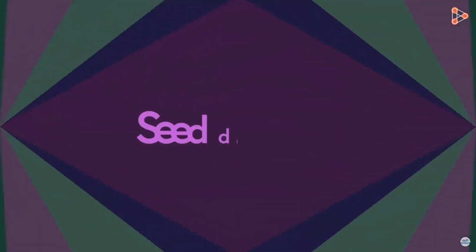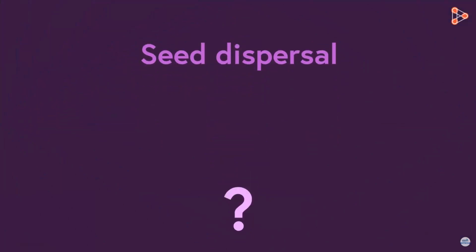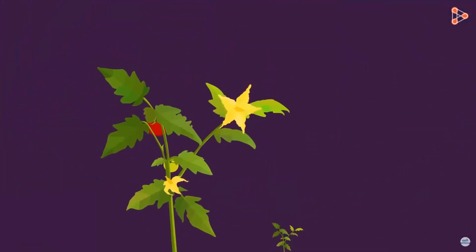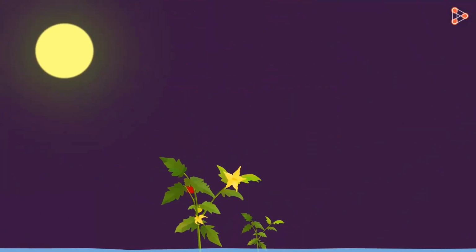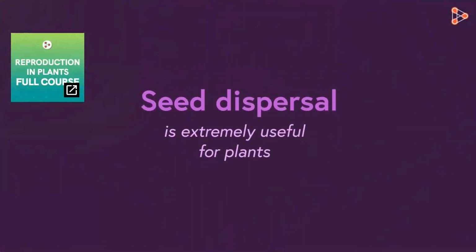Now tell me, why do we need this dispersal process? I mean, what will happen if the seeds from the parent plant get planted near it? Being near the parent plant would severely affect the growth and development of both the plants. And why so? The two will start competing for sunlight and water. That is the reason why seed dispersal is extremely useful for plants.